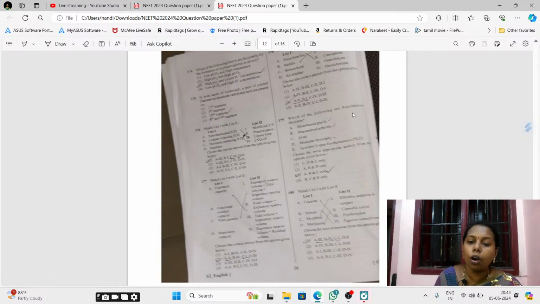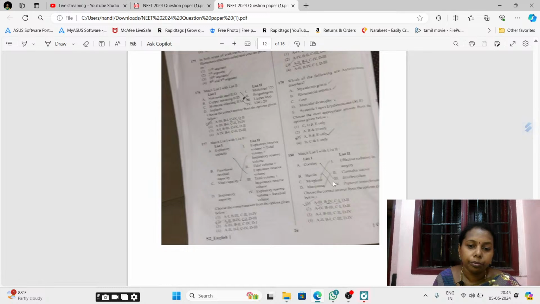Which among the following are autoimmune disorder? Myasthenia gravis, rheumatoid arthritis, and systemic lupus erythematosus. All three are autoimmune disorder. Of course, this SLE is not mentioned in NCERT anywhere, but you can choose it very easily because myasthenia gravis and rheumatoid arthritis, AB comes along with that. This one only, because dystrophy, it is a genetical disorder. ABD you can easily omit and you can select the C option, children.